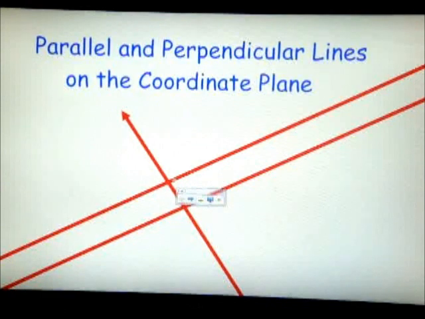We're going to take a look at parallel and perpendicular lines on the coordinate plane. Today in class we've taken a look at equations and how we write those. As I go through the problems, I'm going to explain it a little bit, but understand we'll use some time in class tomorrow.